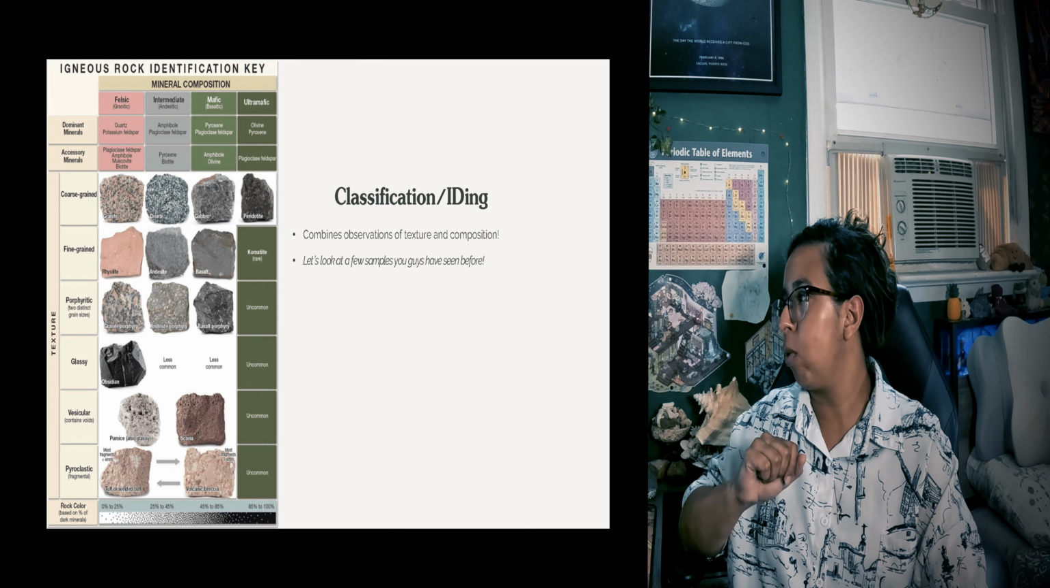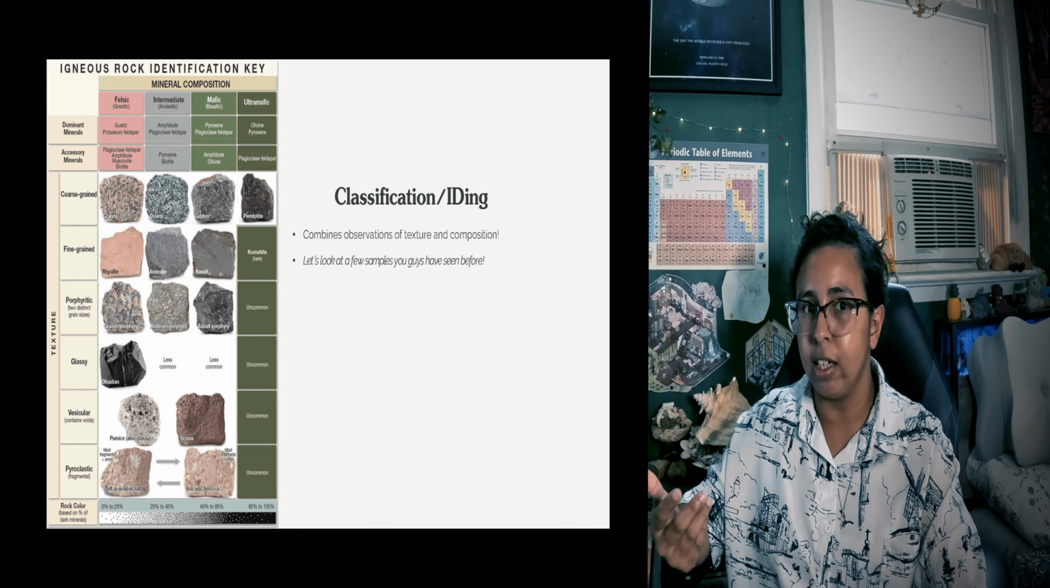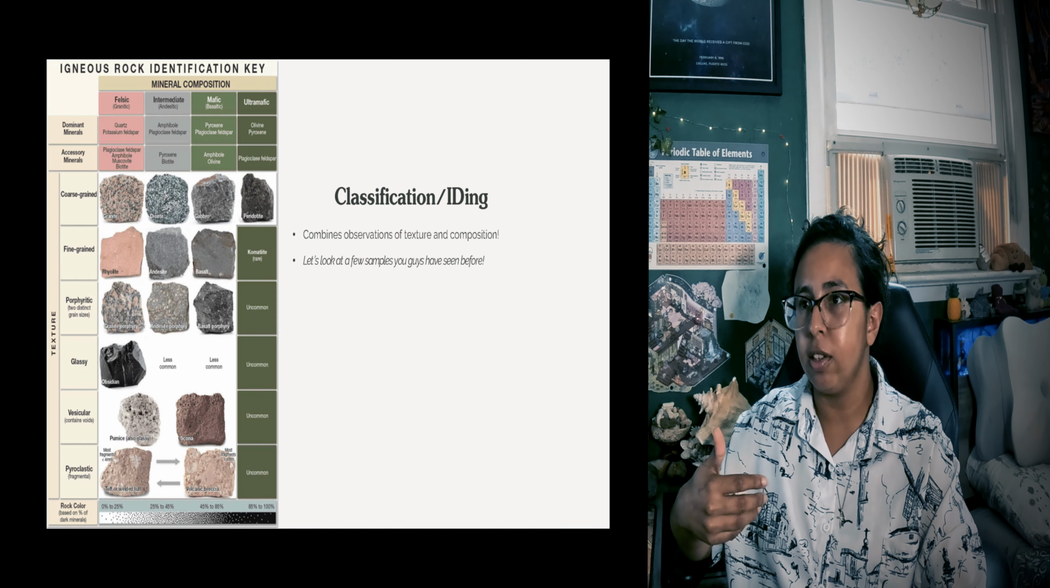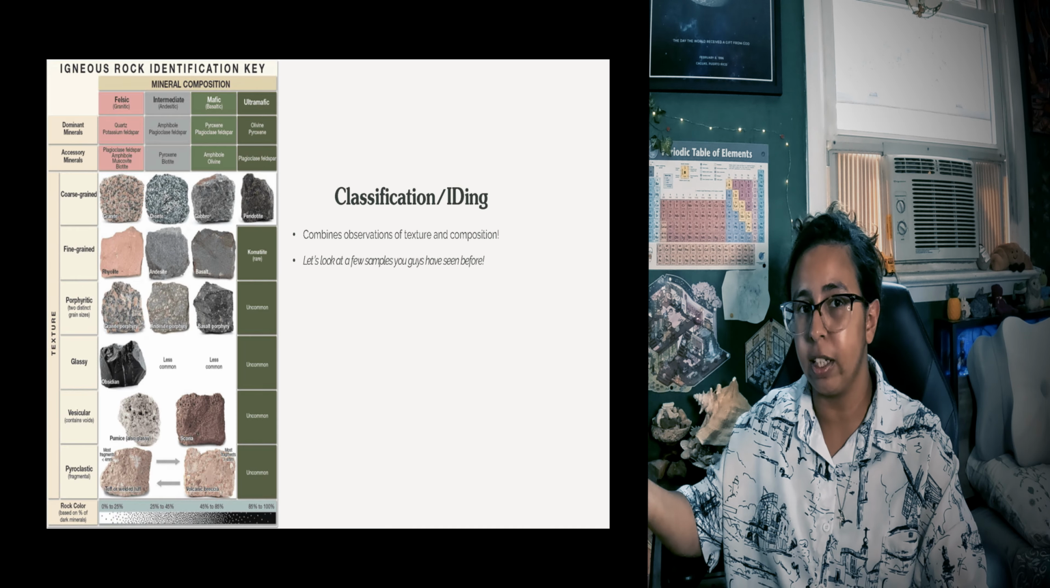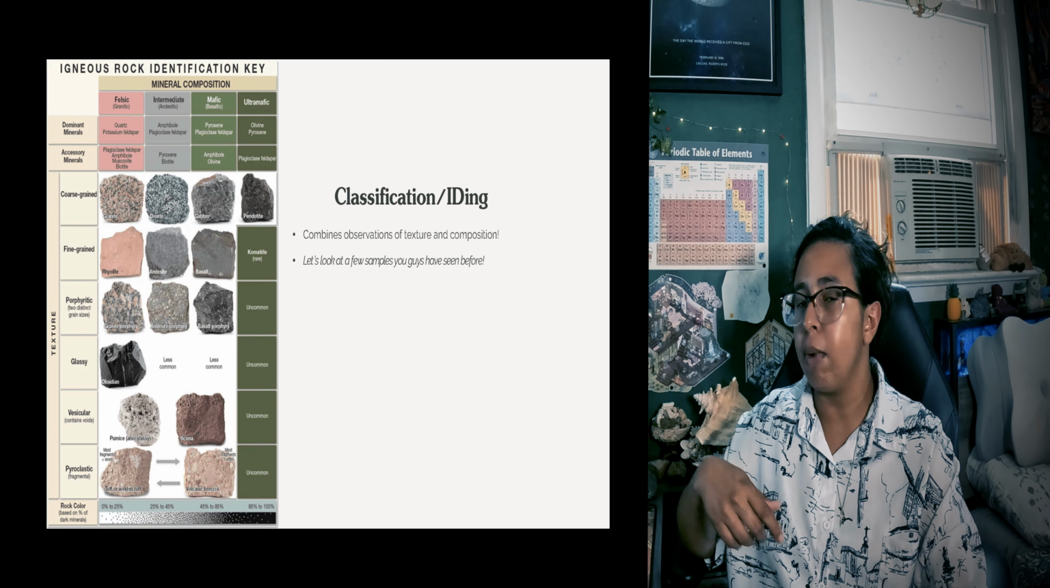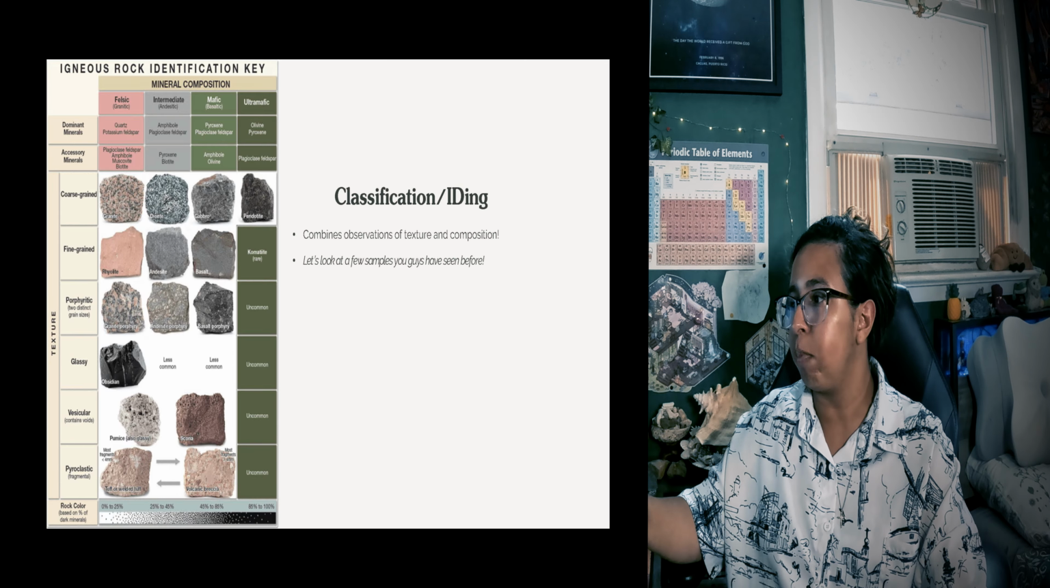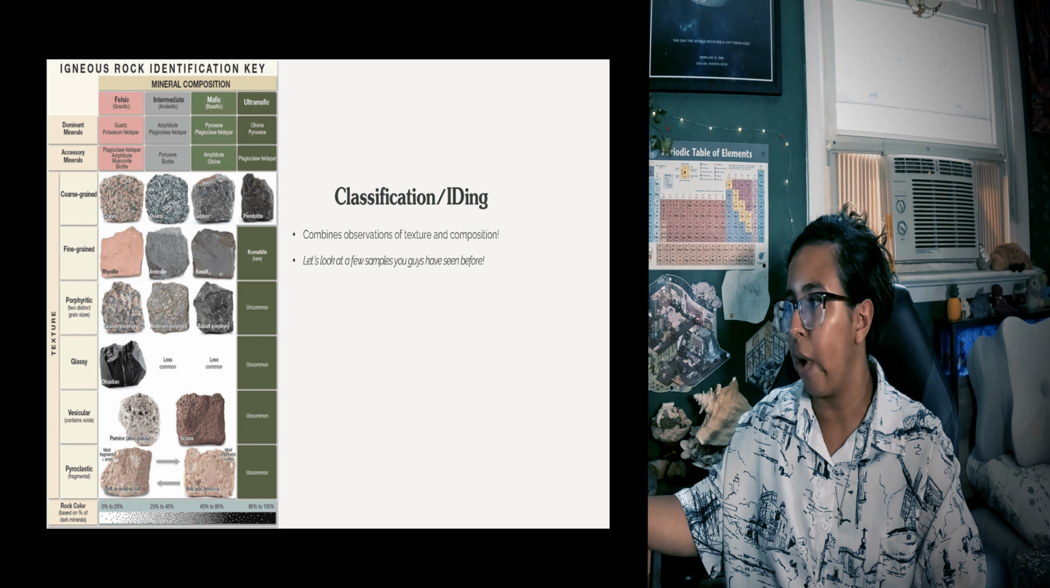Moving on from that, we're now going to get into classifications to tie this all together, and that is going to be slide 18. Classification and identification of igneous rocks just combines the two different characteristics of an igneous rock in order to ID it, which are texture and composition. I'm going to show you a few samples as well.